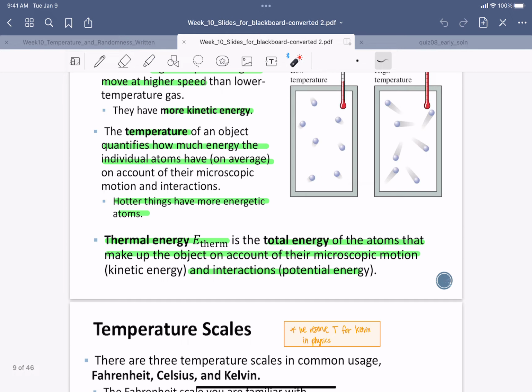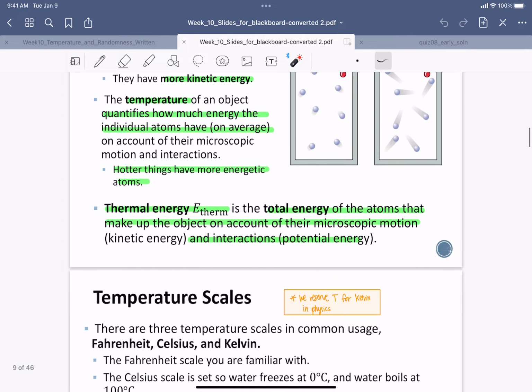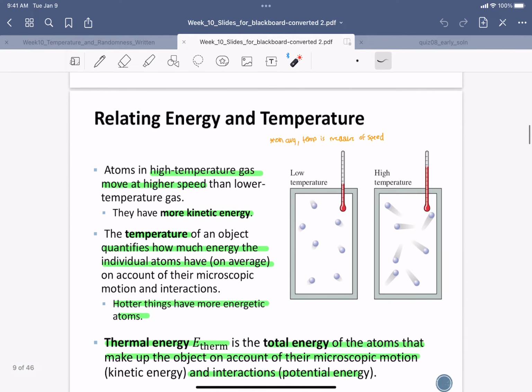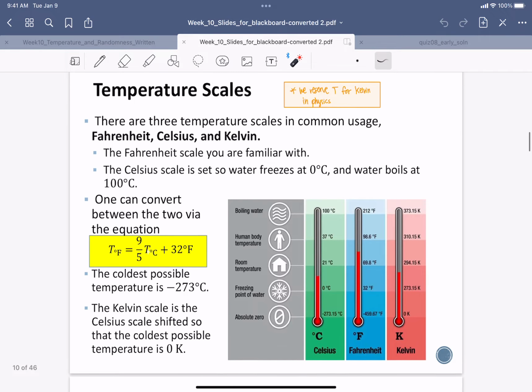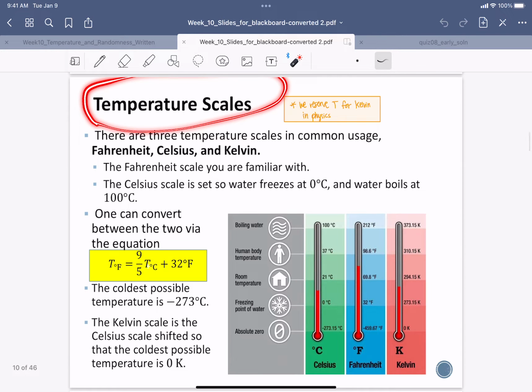Thermal energy is the total energy of the atoms that make up an object. So thermal energy includes the kinetic energy of the molecules bouncing around and colliding, and then the interactions between the molecules, which is just potential energy. Once again, this is more definition-related stuff. I don't think they're going to ask you a question or have a problem that's directly asking any of these definition things.